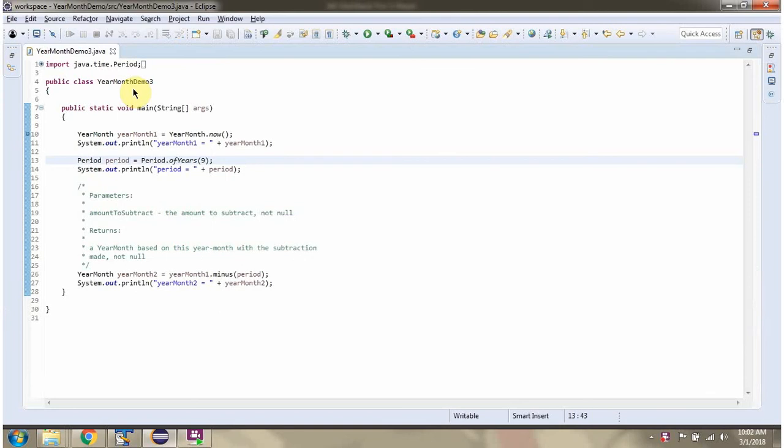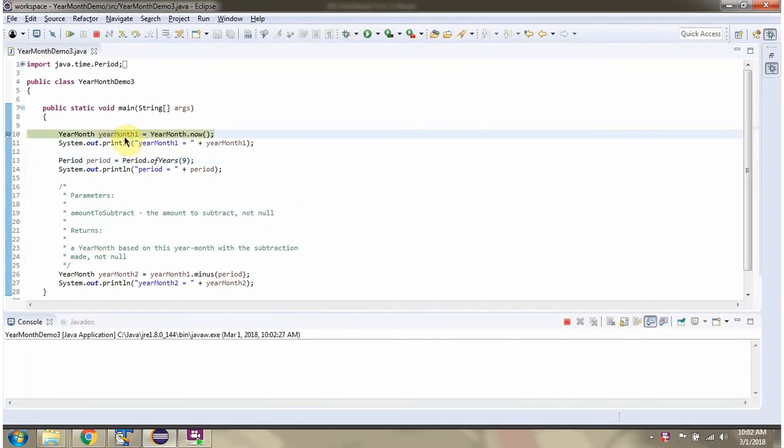Here I have defined the class YearMonthDemo3. I am running this program in debug mode. Here I have created a YearMonth object.